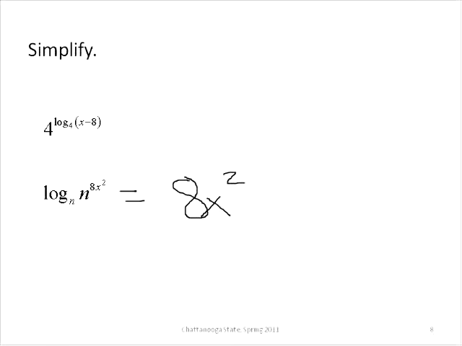But this one is just written in a little bit different form. Instead of the log with a base, it's actually got the base to a power, and within that power, you have the log base 4. So when you have that, these cancel out, just kind of like these cancel out. So your answer here would just be the x minus 8.